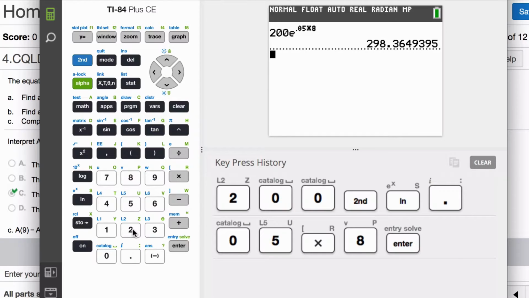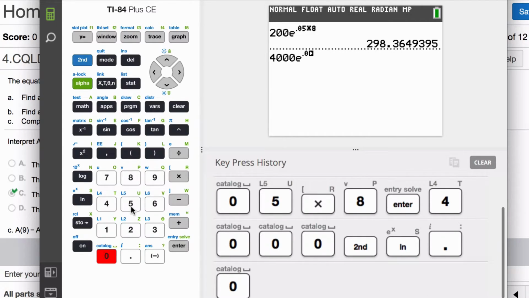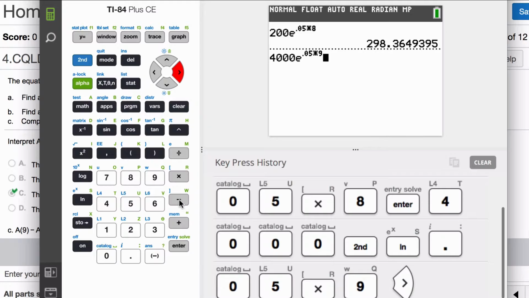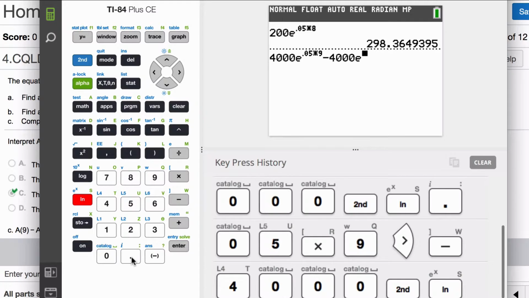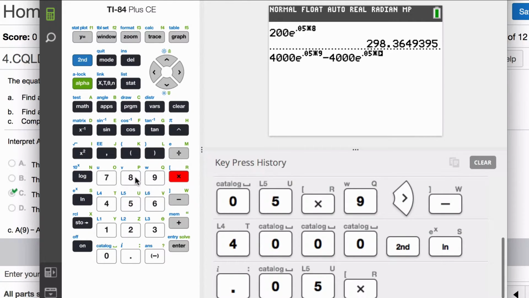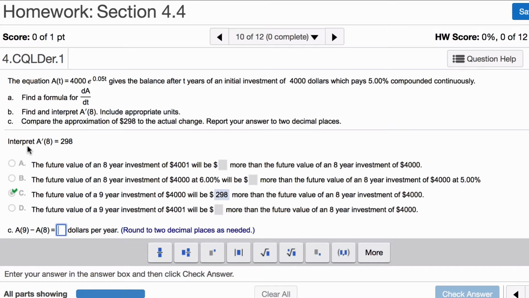And let's calculate in the original equation, which is 4,000, and then second ln, e to the 0.05 times 9. Notice how I don't even use parentheses. I don't think it would be wrong, but let's not worry about it. So then minus 4,000, second ln, 0.05 times 8. So notice how I am plugging into the original equation, enter, and here we're getting 305.95, it looks like.